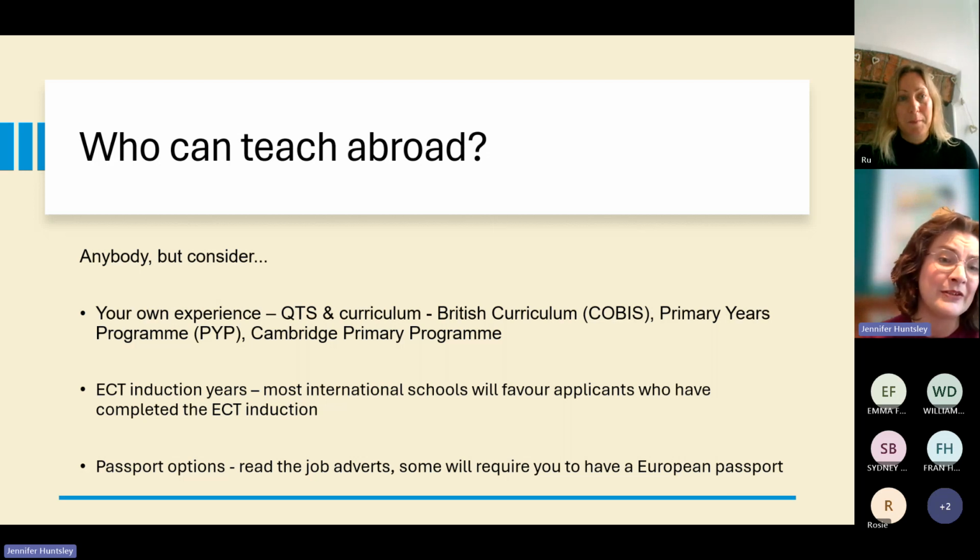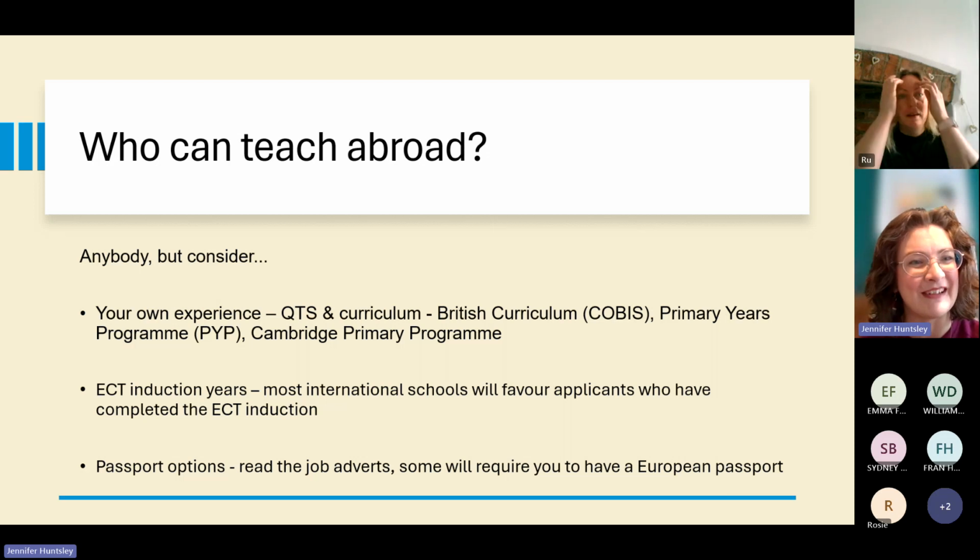And then some jobs will also require you to have a European passport. That was one of the requirements of the school that I taught in. Is there anything else around passport considerations, Rue?